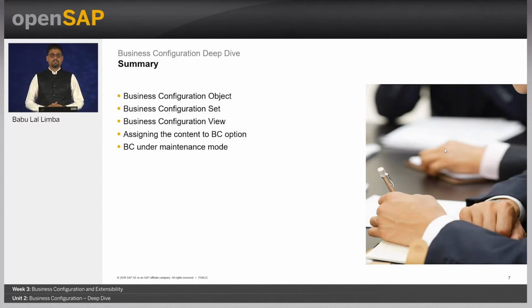Having demonstrated the creation of business configuration content, we come to the end of this unit. Let us have a quick recap of what we touched upon in this unit. We created a business configuration object for our internal job search scenario. We defined a BC set on this BCO that provides the prefix for job IDs. We defined a BC view that allows users to define prefixes for more employment types. We assigned the BC set to the BC option, which means that we want the content to be active only when the BC option is selected. We also highlighted the properties of BC objects in the maintenance mode, which is important to remember.